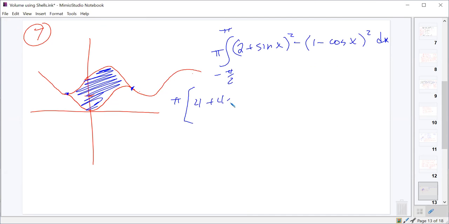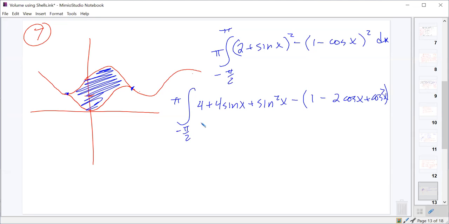That should be 4 plus 4 sine x plus sine squared x. And then we should end up with a minus 1 minus 2 cosine x plus cosine squared x. And we'll combine our like terms. We got a 4 minus the 1 should be a 3. We've got a 4 sine x. We've got a plus sine squared x.